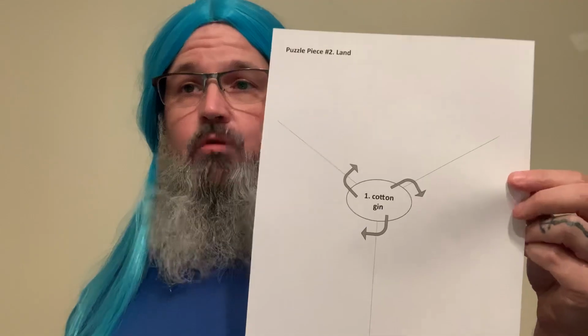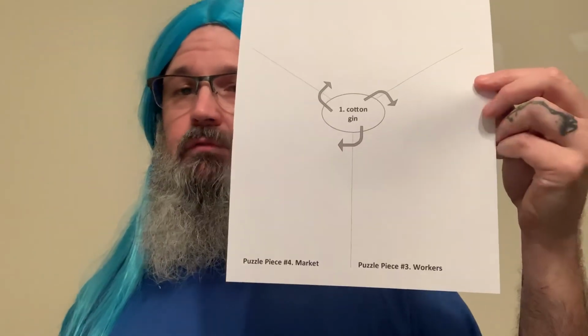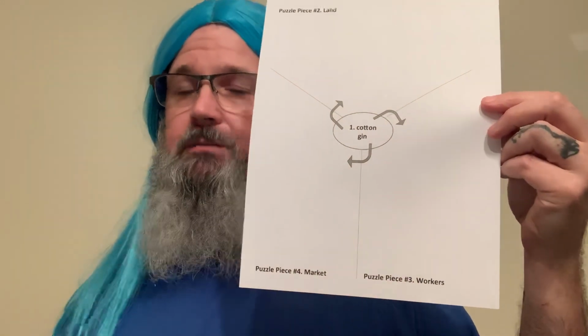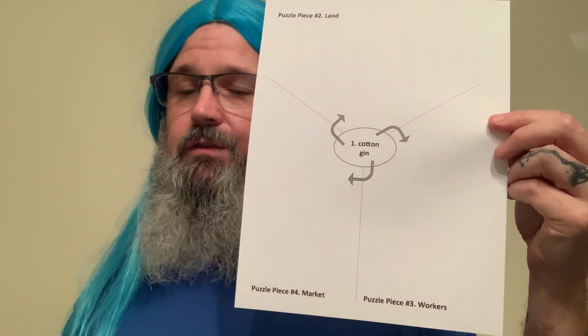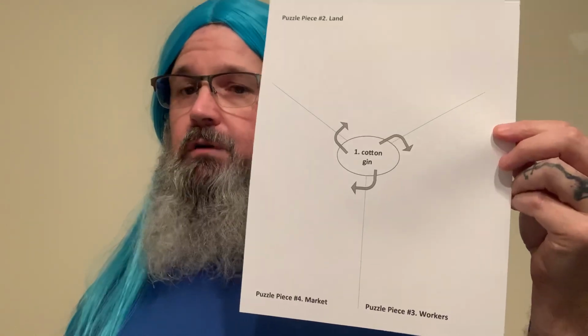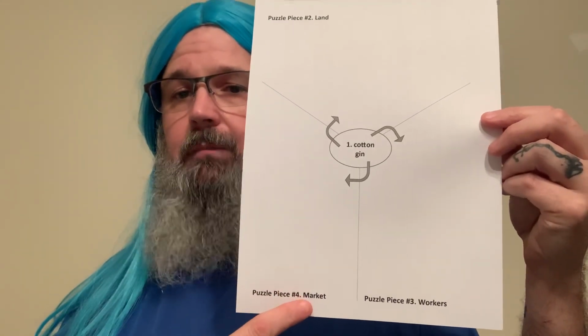But as more and more farmers were growing cotton, they needed workers. Those workers are going to be slaves. That goes back to the expansion of slavery that we talked about. How the population of slaves in the U.S. grew, that it grew mostly in places where cotton was grown. And that leads to the last part of the cotton puzzle.